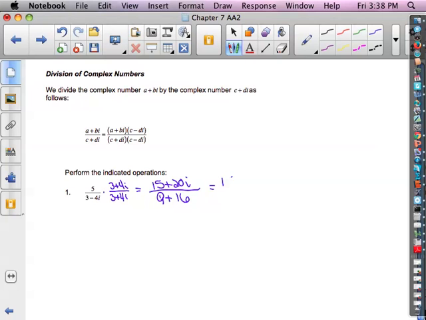So I have 15 plus 20i over 25. Now here, go ahead and factor out a 5. That's going to give you 3 plus 4i over 5 times 5. They cancel. You are left with 3 plus 4i over 5.